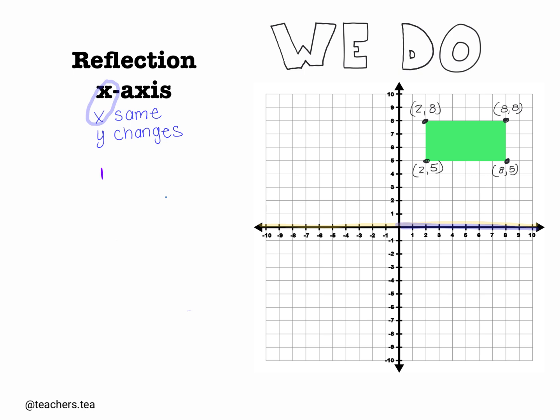Okay, so for shape number 1, which I'm going to label shape number 1, and shape number 2. So my first coordinate is 2, 8. Remember, the first coordinate stays the same and the second coordinate changes this time. So I have 2 and then -8. I'm going to go ahead and do that. 2, -8. My next one is 8, 8. I'm going to keep the first one, change the second one. So I have 8 and then -8 this time.